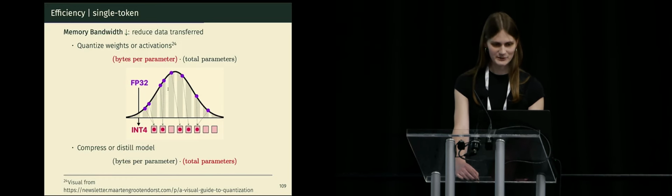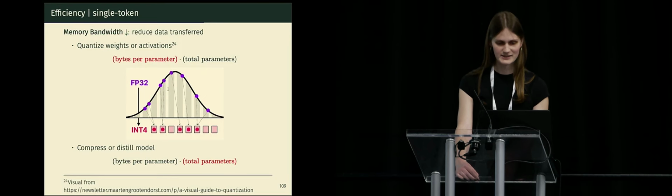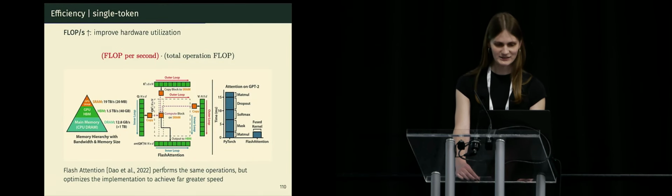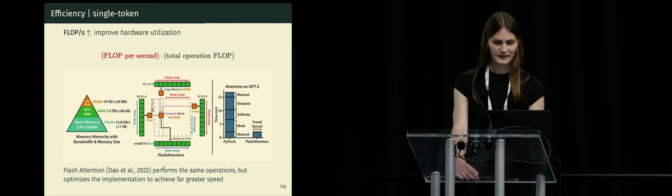So one option is to reduce this bytes per parameter factor by quantizing, in which we take our floating point values in the weights or activations and bucket them into a smaller storage size data type, like int4, for example. Another option is to compress or distill the model to reduce the total number of parameters that we have to load while keeping the bytes constant, via, for example, dropping a layer from the model and training further, otherwise distilling it or compressing it in other ways, and so on.